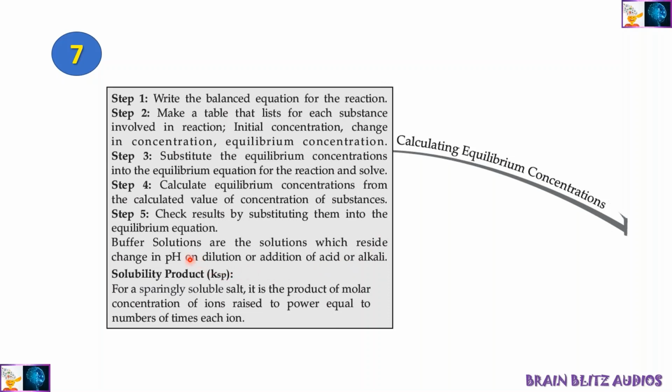An example of a buffer solution is human blood. That's right. Human blood is a buffer solution against changes in pH inside our body, and it keeps our body's pH perfect.